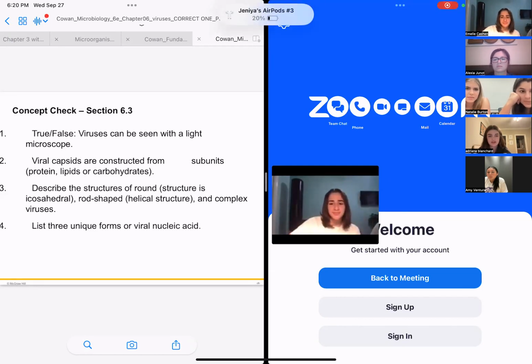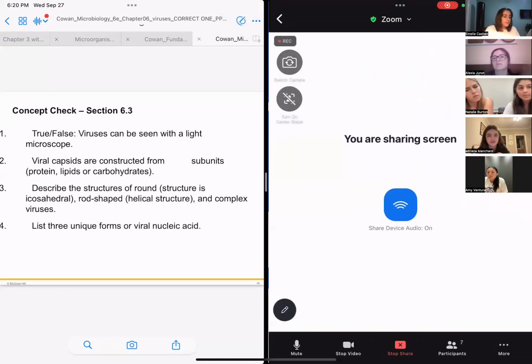And I think the complex ones have both the round structure, like the icosahedral, and the helical structure. Yeah, I think that is true. So they look very complex and different.